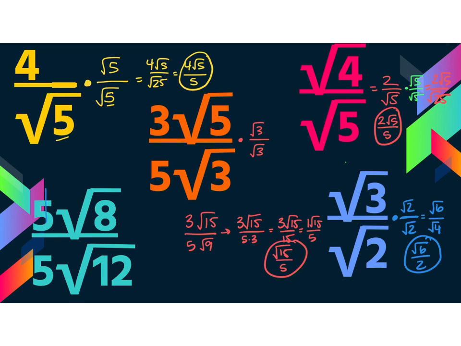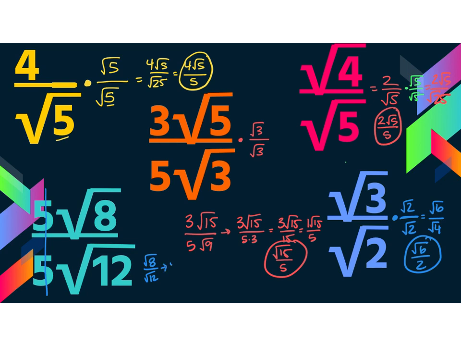Right away, I can see that those 5's divide, and I will have the square root of 8 over the square root of 12. And I could either, 1, choose to simplify these first, or 2, choose to multiply by square root of 12 over square root of 12 and then simplify at the end. Either way is fine. I am going to choose to simplify first.